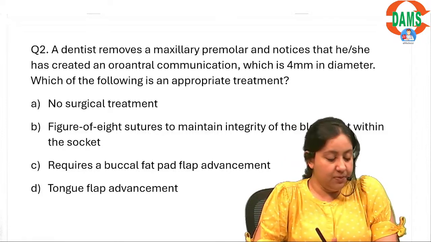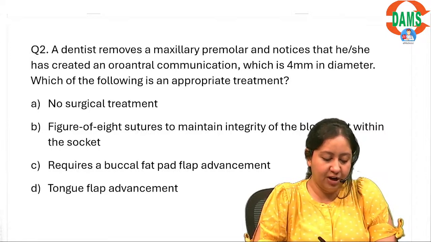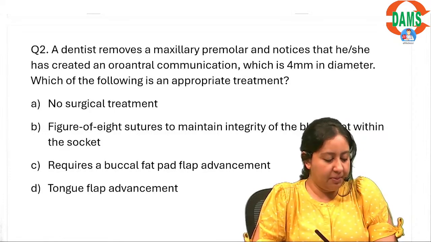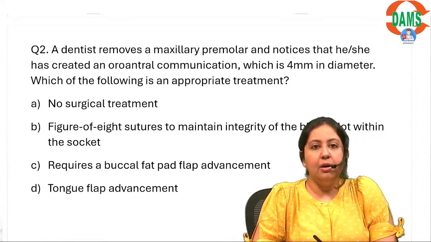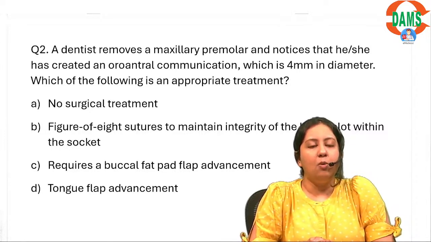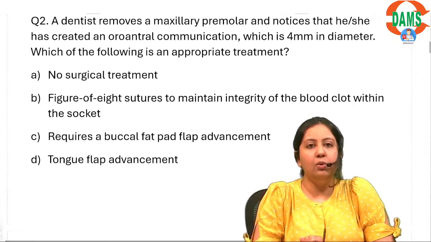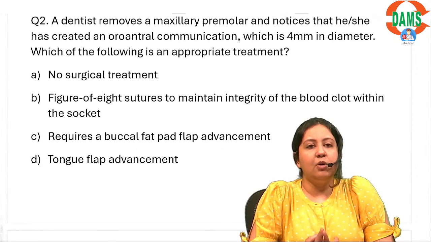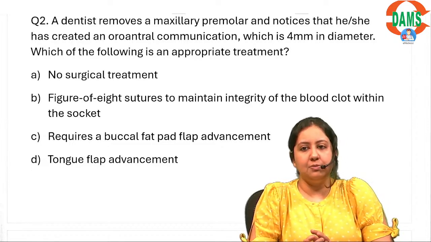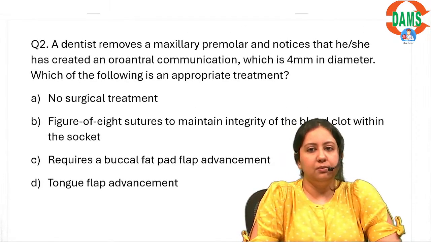The next question: a dentist removes a maxillary premolar and notices that he or she has created an oroantral communication which is 4 mm in diameter. Which of the following is an appropriate treatment? Option A is no surgical treatment. Option B is figure of 8 sutures to maintain integrity of the blood clot within the socket. C requires a buccal fat pad flap advancement, and D tongue flap advancement. So what would be the answer to this question? Please let me know.